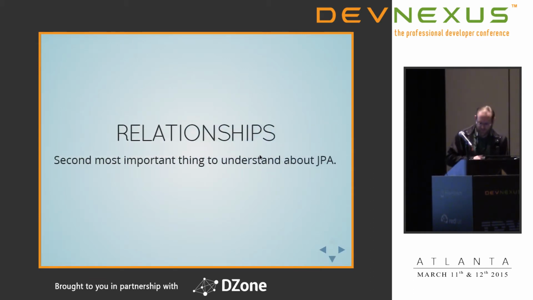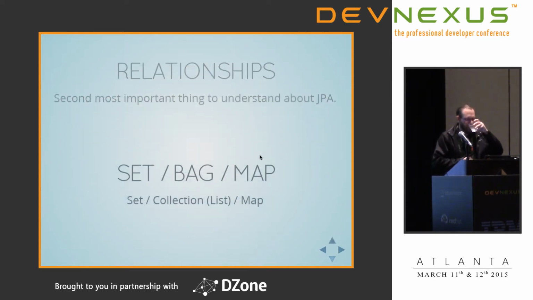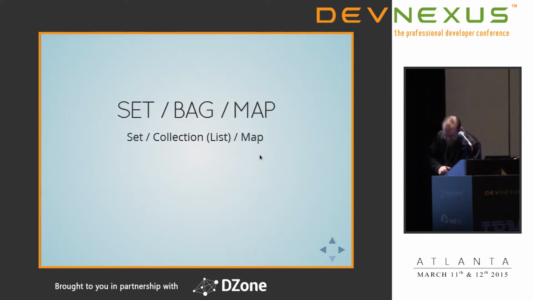Now relationships, and this is one of those other cornerstones for JPA. Now inside your data theory, you have sets and bags and tuples essentially, right? Inside JPA, a set maps to a set, which you would expect. A bag maps to a collection, which is oftentimes a list, although it doesn't have to be. And then tuples map to maps, which makes sense. So there is that.